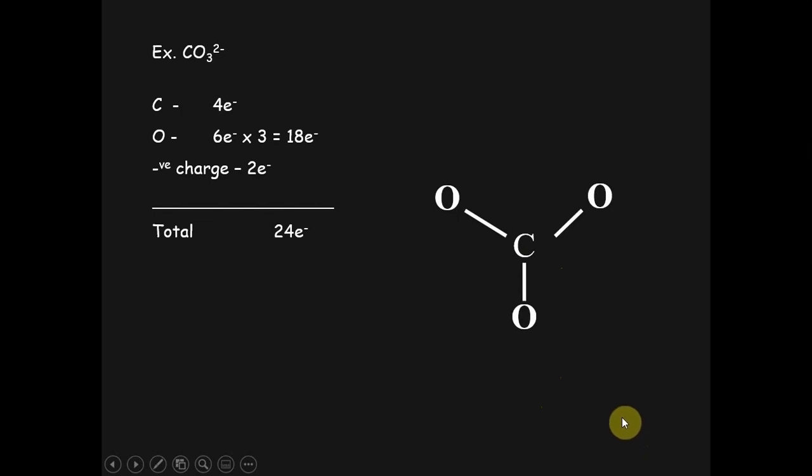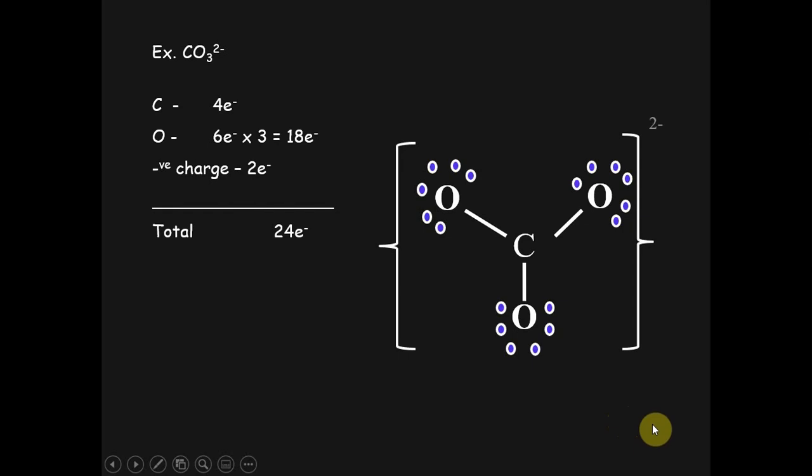That takes care of 2, 4, 6 electrons. And then 7, 8, 9, up to 24 electrons. And now, because we're dealing with a polyatomic ion here, we've got to put the charge, right? So square brackets around it, charge outside. And now we've come to a situation where everything has a stable octet.